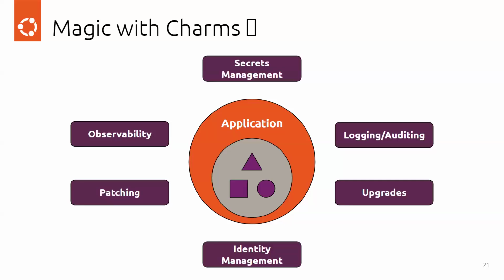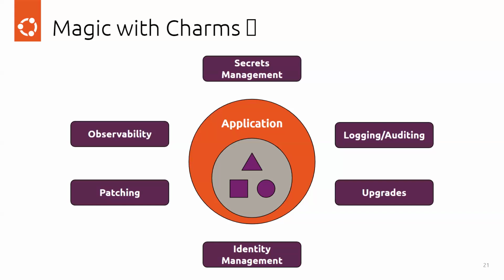And then, a little sad that PowerPoint lost my magic wand. I put the magic wand emoji in there, but yes, magic with charms. So when you saw in that high level diagram the different applications that OpenStack had, like Glance, all that, how we're able to deploy those services with Sunbeam is through the use of charms. And what charms are is basically operations as code, as I like to say.